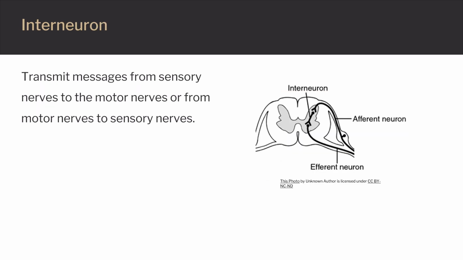Interneurons in the brain transmit messages from sensory nerves to the motor nerves, or from motor nerves to sensory nerves. Sensory nerves indicate the status of the body. Adjustments are made through the motor nerves to speed up, slow down, or keep the pace of activity in and outside of the body.